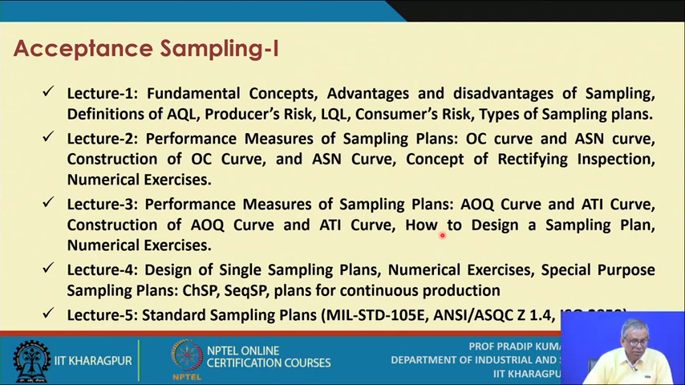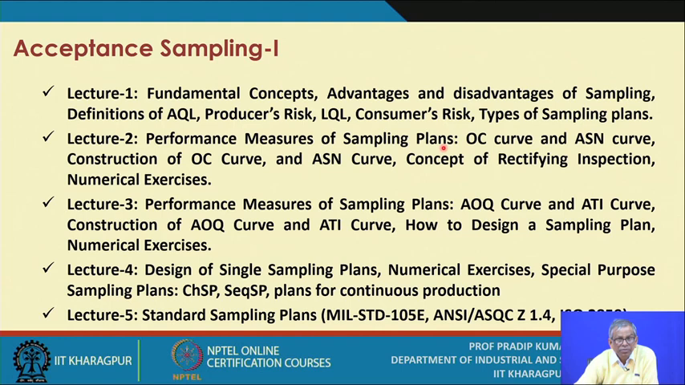There are a few topics I am going to discuss related to acceptance sampling. In this lecture, I will cover the fundamental concepts in acceptance sampling, and the advantages and disadvantages of sampling. You must know in clear and specific terms what these advantages and disadvantages are. The definitions of certain terms like AQL, producer's risk, LQL, consumer's risk, and we'll also discuss the types of sampling plans.